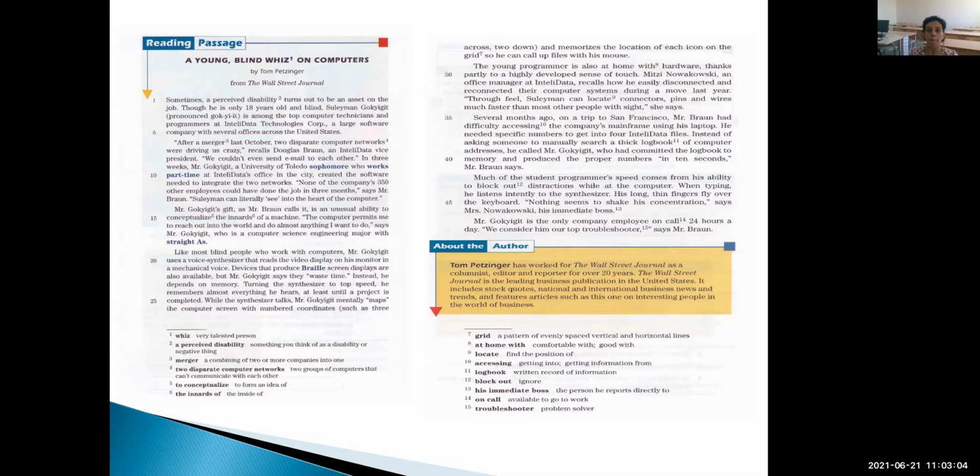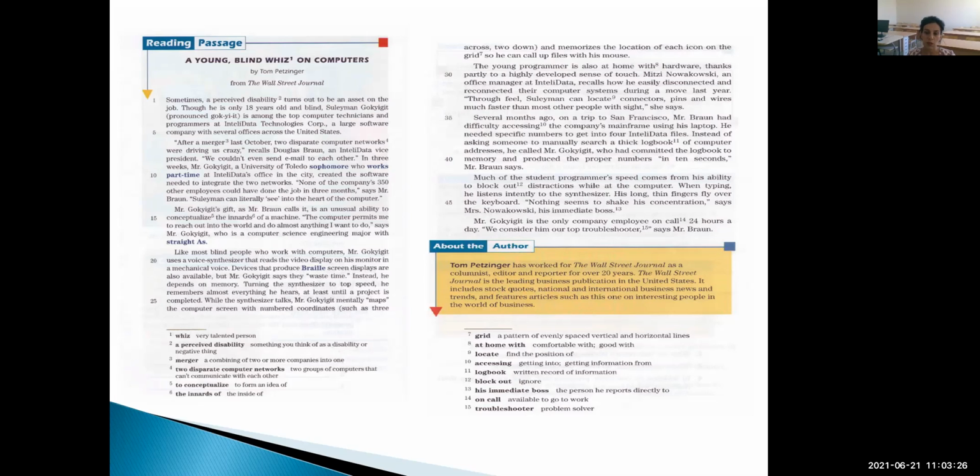As you remember, before reading the text, I asked you to create 3 questions that you would like to know about the young blind whiz on computers. I told you that while doing the exercise with other students, they wanted to know a lot, and some of their questions were answered, some were left without answers.